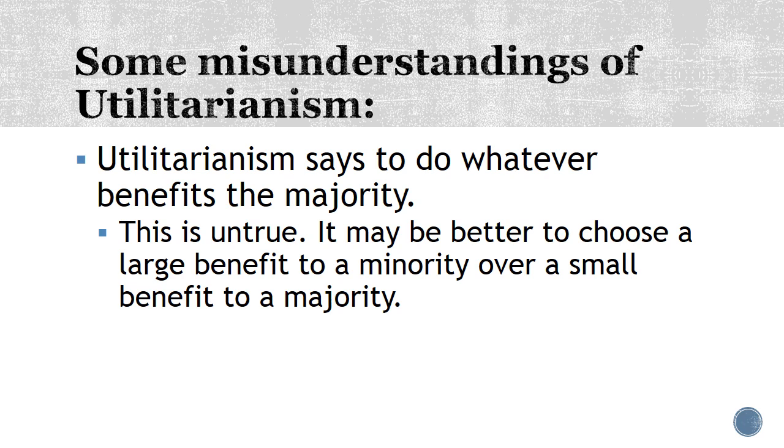It's untrue. It may be better to choose a very large benefit to a minority over a very small benefit to a majority. And if we're looking at the 51 versus 49 story, notice utilitarianism is going to say that you're supposed to choose the one action that produces the best overall consequences. So no matter how much the 51 might like to kill the 49, it's going to produce better overall consequences to do something like, oh, maybe not kill them.